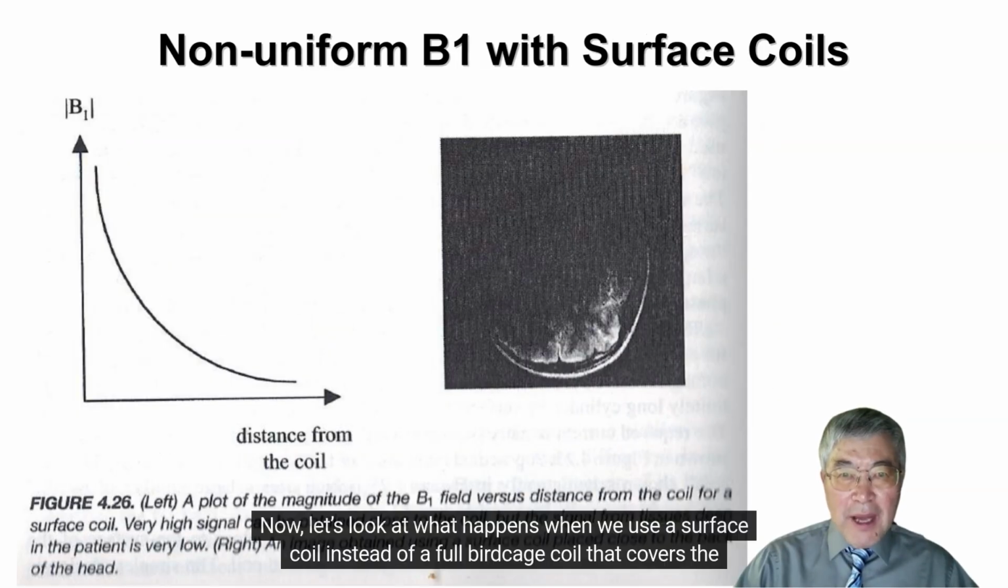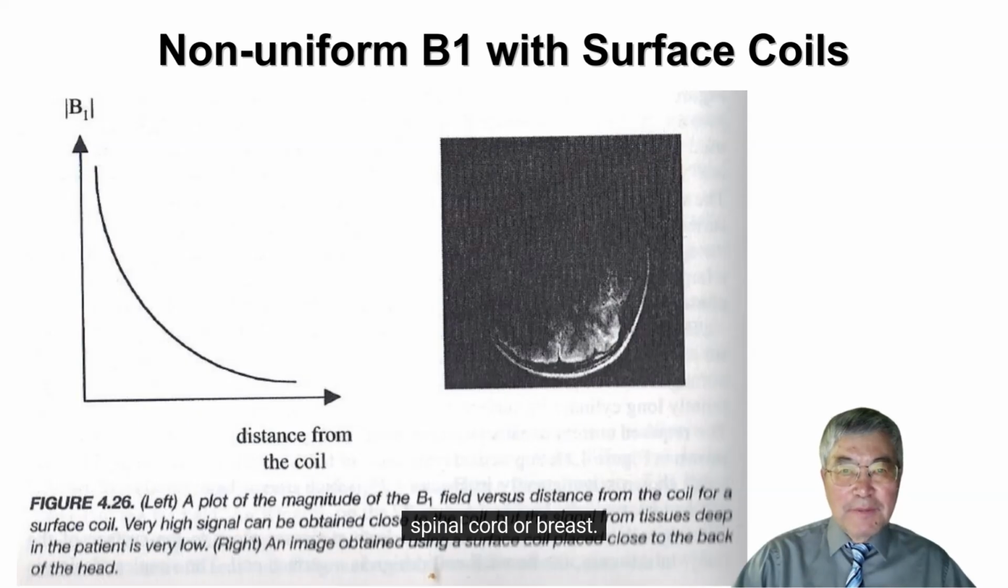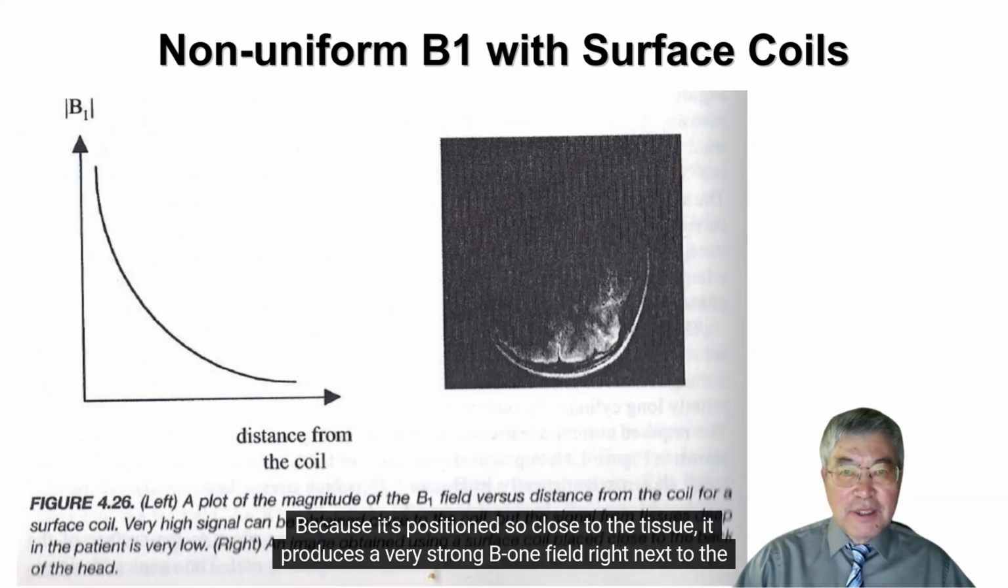Now, let's look at what happens when we use a surface coil instead of a full birdcage coil that covers the entire patient. A surface coil is a smaller coil placed directly near the region of interest, for example, near the spinal cord or breast. Because it's positioned so close to the tissue, it produces a very strong B1 field right next to the coil surface. However, the field strength drops off rapidly with distance, as you can see from the plot on the left.